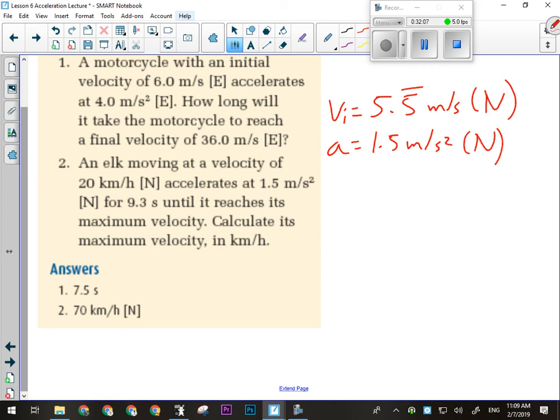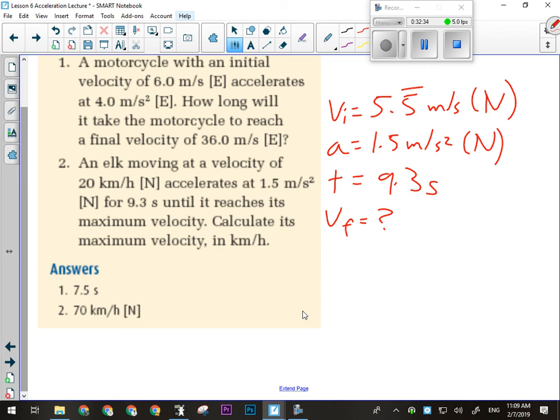Okay, until it reaches its maximum velocity, and that takes 9.3 seconds. Calculate its maximum velocity in kilometers per hour. Well, when we first do this, we're going to get it in meters per second because we have to use units that all match. I can't have a velocity in kilometers per hour, an acceleration in meters per second squared, and a time in seconds. They don't speak the same language.